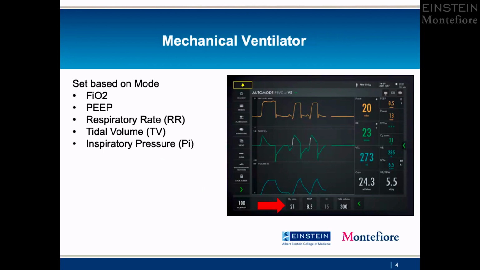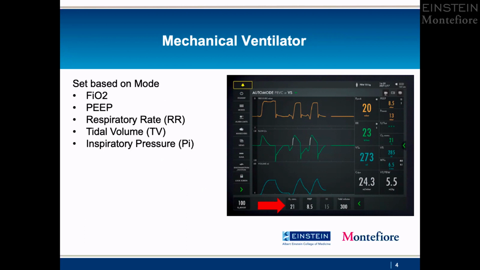FiO2 is the concentration of oxygen in the inspired air. PEEP, or positive end expiratory pressure, is the pressure remaining in the lung at the end of expiration. Now, FiO2, PEEP, and respiratory rate are set irrespective of the kind of ventilator mode.